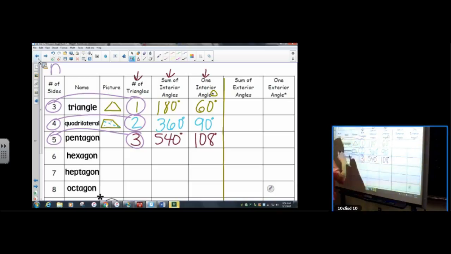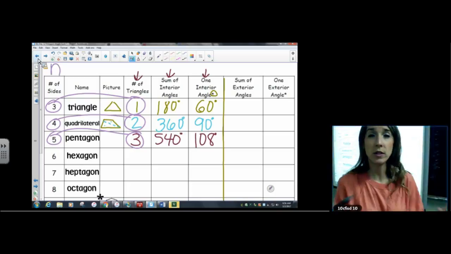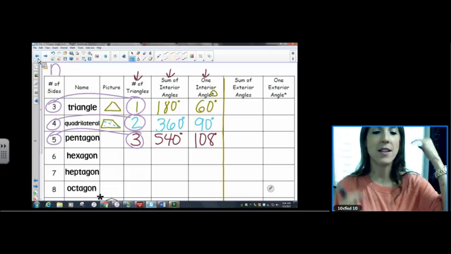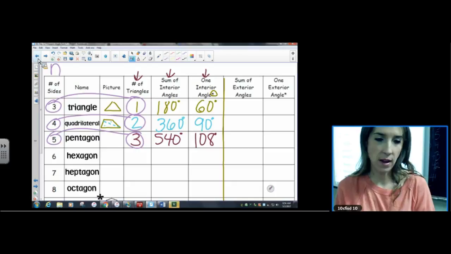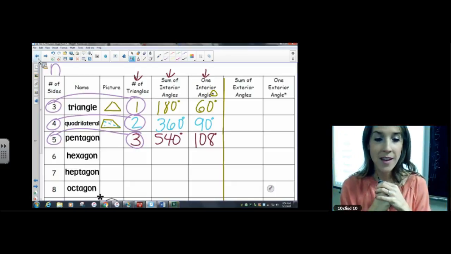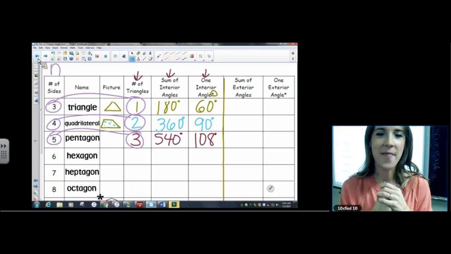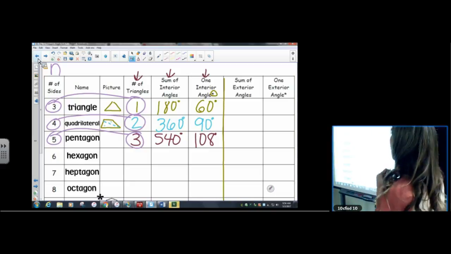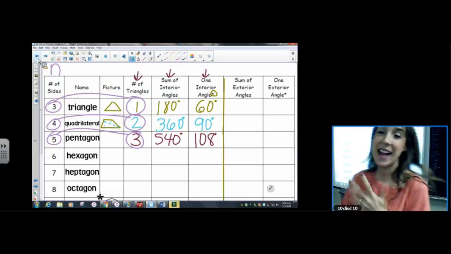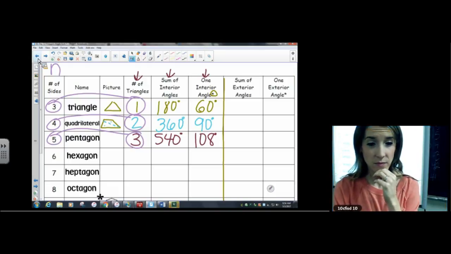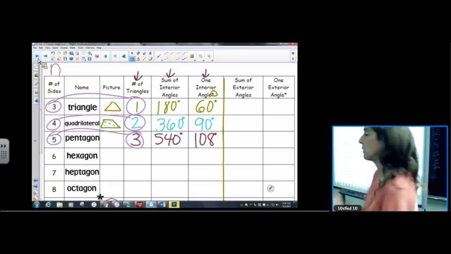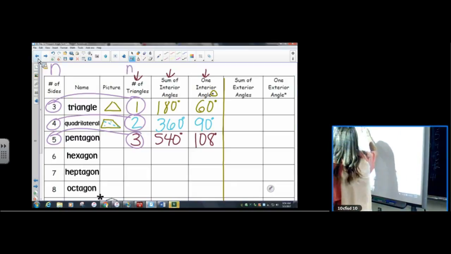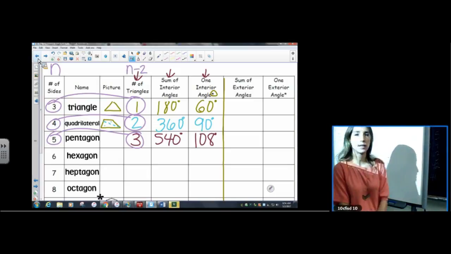We're going to call the number of sides n for the whole unit. Anytime I say n, I mean the number of sides. N, number of sides. Same with the number of angles. They're the same. Like an n-gon. Okay, so n is the number of sides. How does the number of sides relate to how many triangles you can draw? Okay, so there's always 2 less triangles than the number of sides. So the number of triangles you can draw is n minus 2.